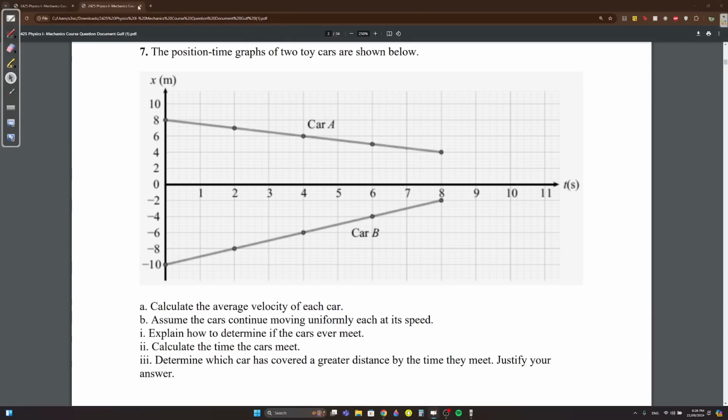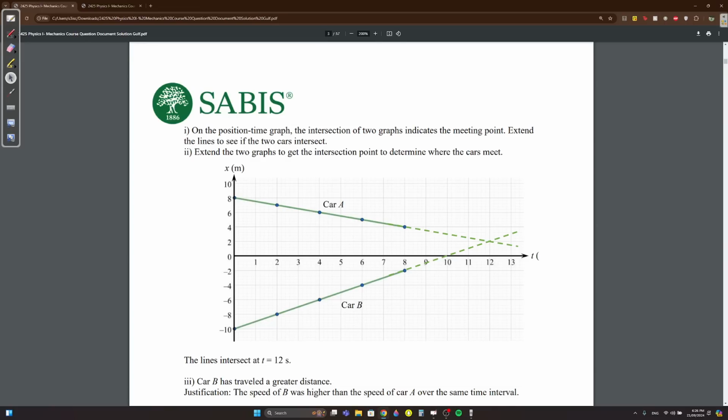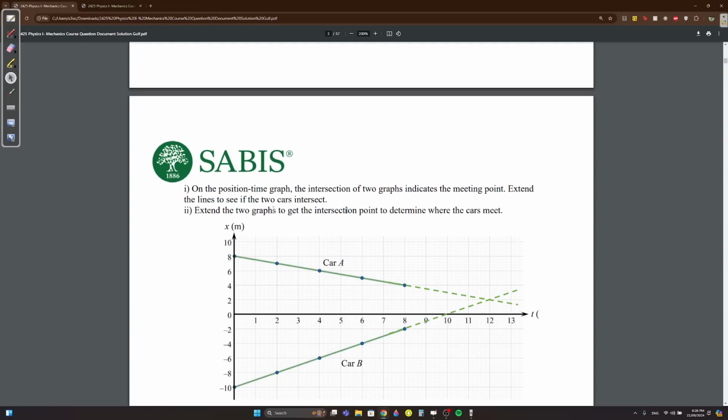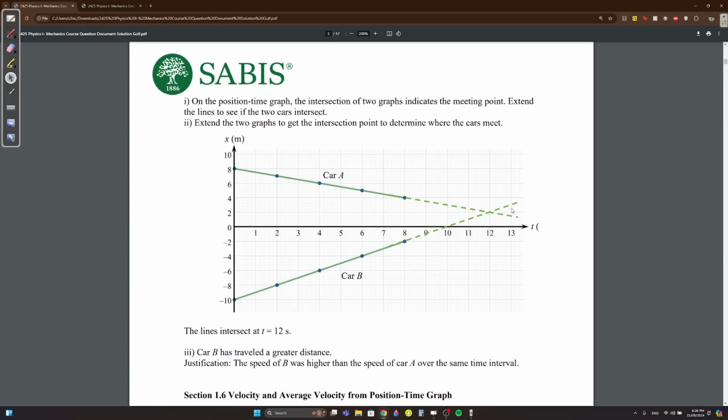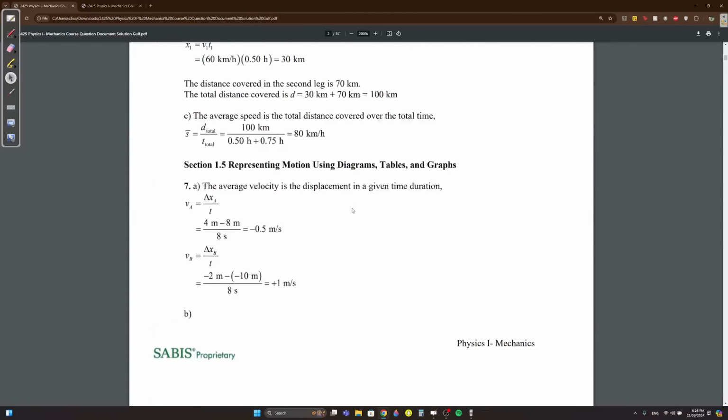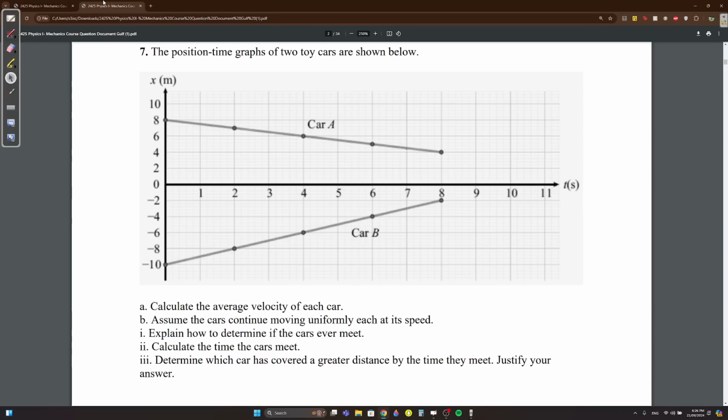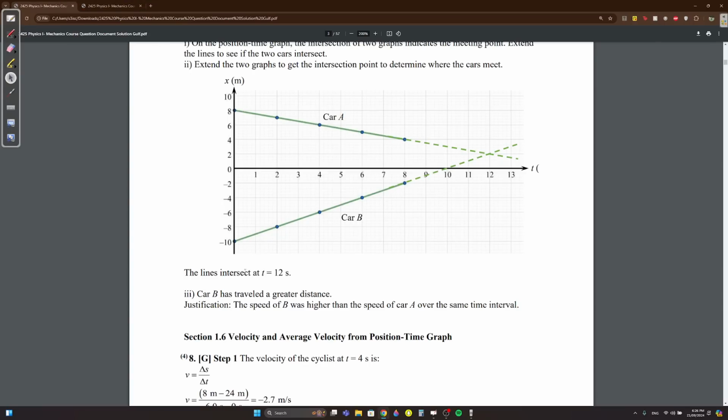If you want to do it my way, you can look at the solution. Just extend the lines to see if the two cars intersect, and then they extended the graph. Also, our graph here is only until 11, so I don't know how they expect us to use this method. But they're saying they intersect at t equals 12, and then car B.